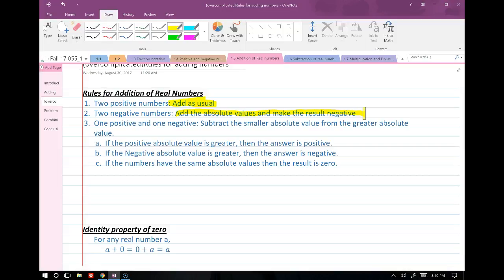Now, when you have one positive and one negative, we subtract the smaller absolute value from the greater absolute value. If the positive absolute value is greater, then the answer is positive. If the negative absolute value is greater, then the answer is negative. If the numbers have the same absolute values, then the result is zero.